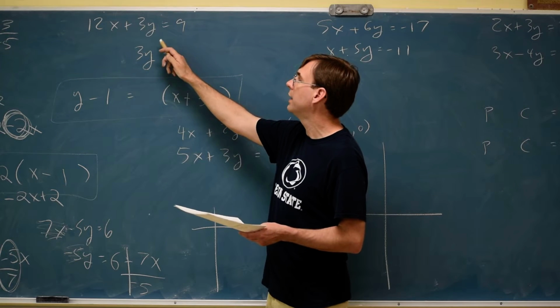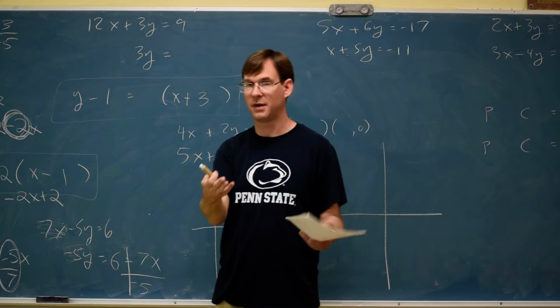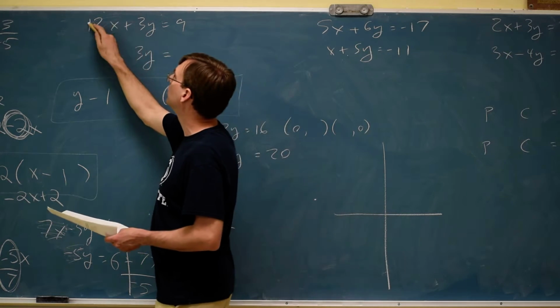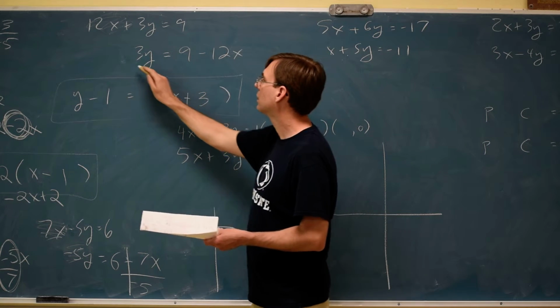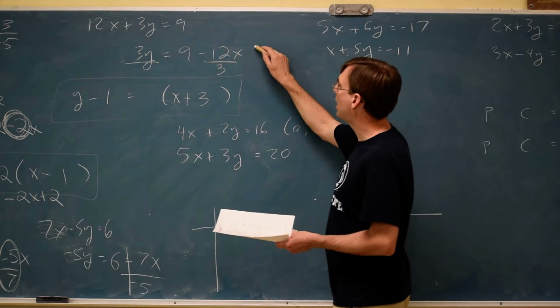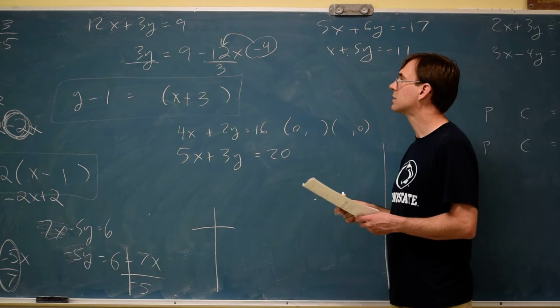I gave you an equation. You have to get every equation y equals, whether you're giving it to me or I'm giving it to you. So to get this y alone, we'd want to do a subtract opposite to get the 12x out of there. We would divide by 3. So this would show up as a -4 here as the slope with the x.